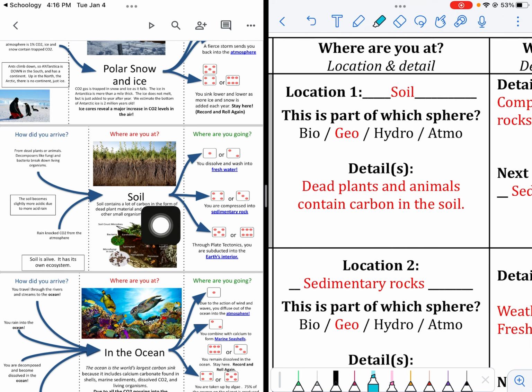So here's that information in the middle. Soil contains a lot of carbon in the form of dead plants, bacteria, and other small organisms that live there. So I'm looking at recording some of that information. It's in the soil within the dead plant and animal remains. There it is, mixed in.